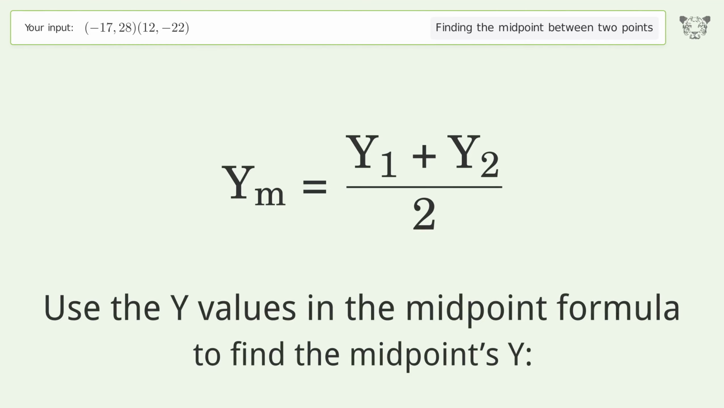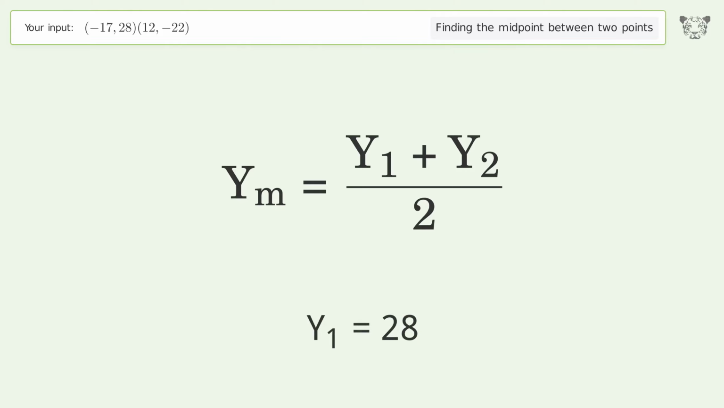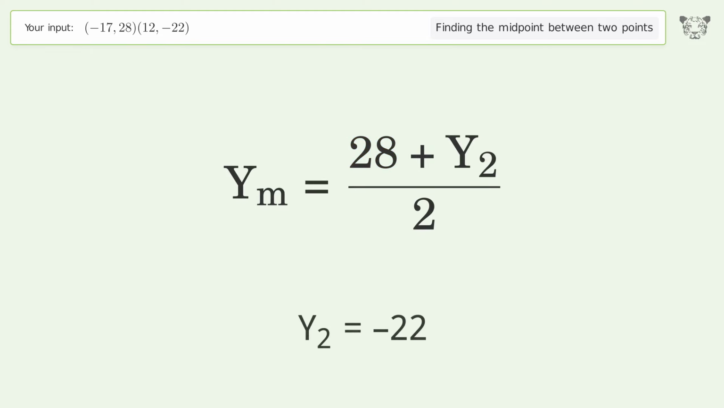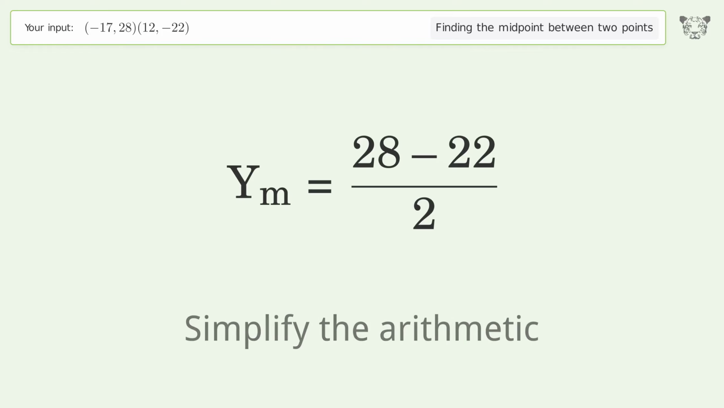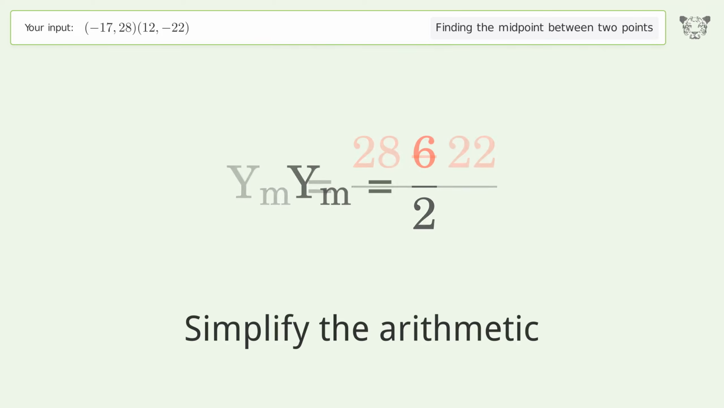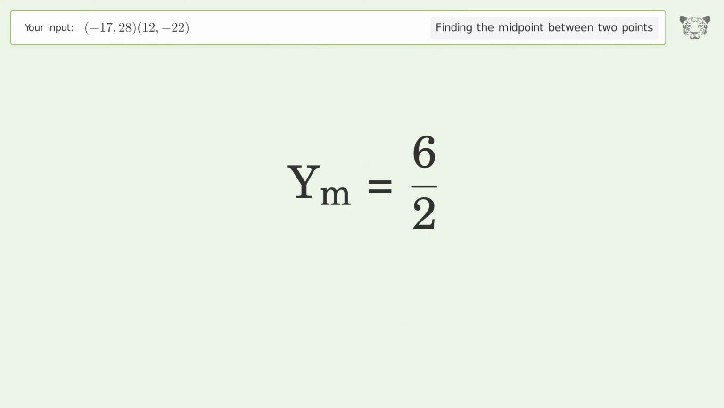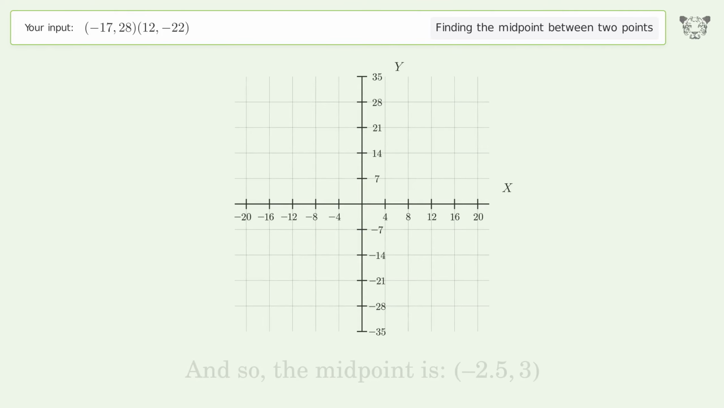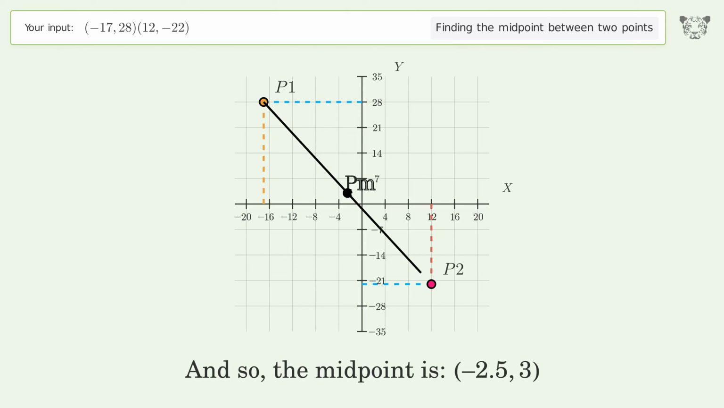Use the y values in the midpoint formula to find the midpoints y. y1 equals 28. y2 equals -22. Simplify the arithmetic. And so, the midpoint is -2.53.